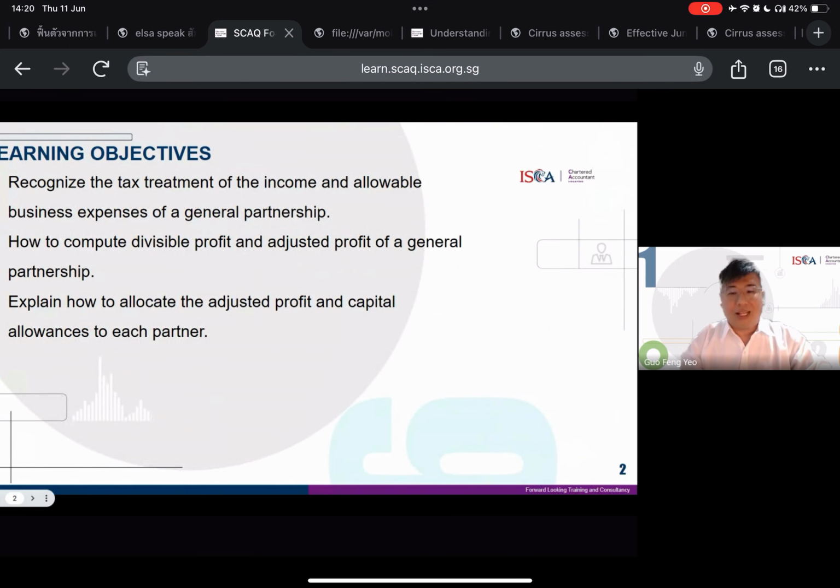First off, let's go through the learning objectives. After the webinar today, I hope that the candidates will be able to at least understand the 3 key points below. 1. Recognize the tax treatment of income and allowable business expenses of a general partnership. 2. How to compute divisible profit and adjusted profit of a general partnership. 3. Explain how to allocate the adjusted profit and capital allowances to each partner.